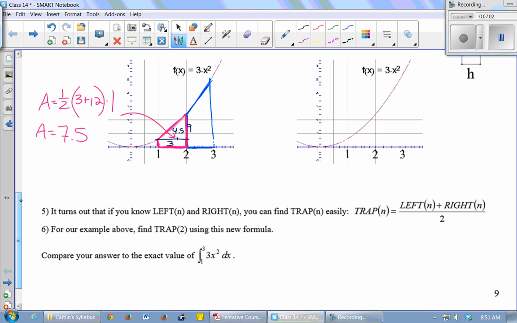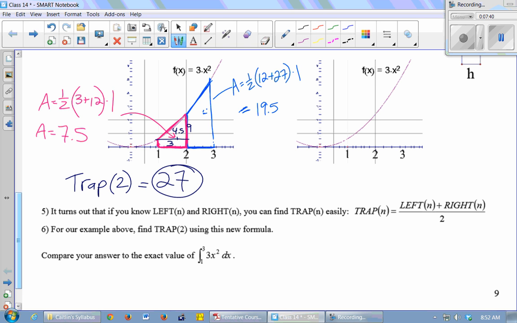All right, and then the area of this blue one, 1/2 the sum of these bases, which is 12 plus 27, times the height, 1, 39. Half of 39 is 19.5. So trap 2 is the sum of those two trapezoids. 7.5 plus 19.5 is 27.